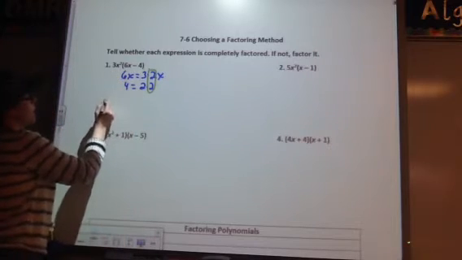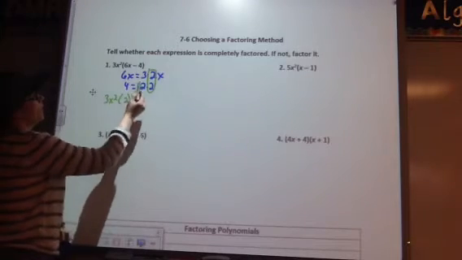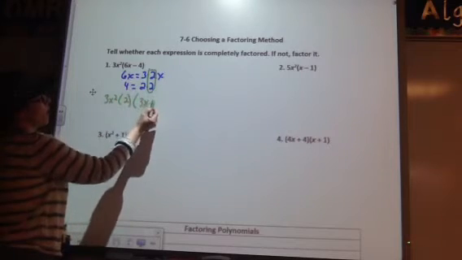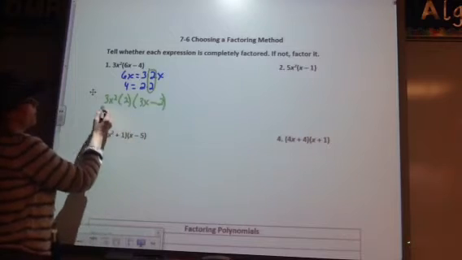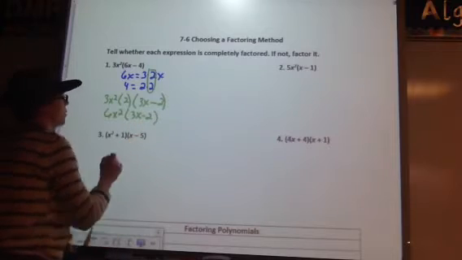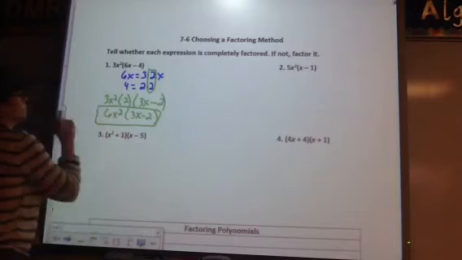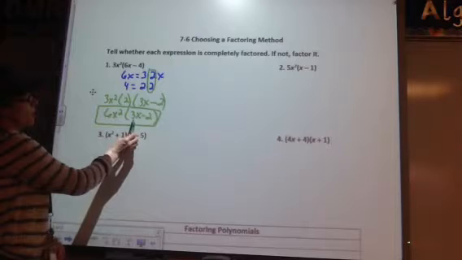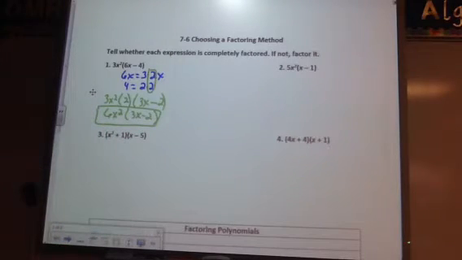So let's not forget our 3x squared. Let's pull out that 2, and then what do we have left? We have 3x. Now this is our binomial, so go right here to get your computation, and 2. So in simplest form here, we have 6x squared, 3x minus 2. The only factor in common with 3x and 2 is 1, so therefore it's in its complete factor form.